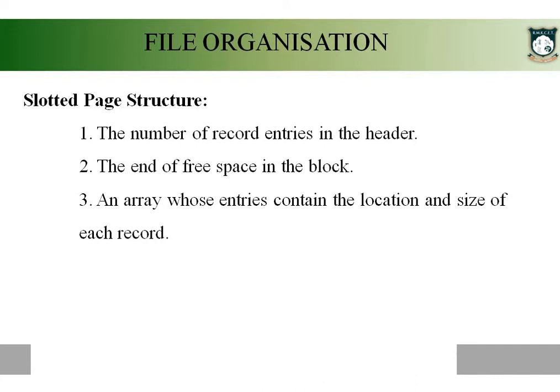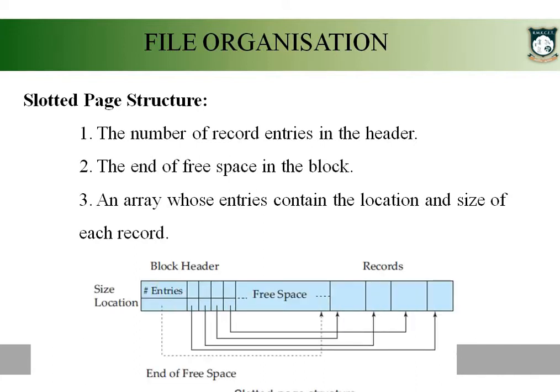Now what is the concept of this slotted page structure? This slotted page structure has mainly 3 parts. The memory space that we have is split into three parts. The first part is the block header, the second part is free space, and the third part is the space for our actual records. So, header, free space, and the actual records.